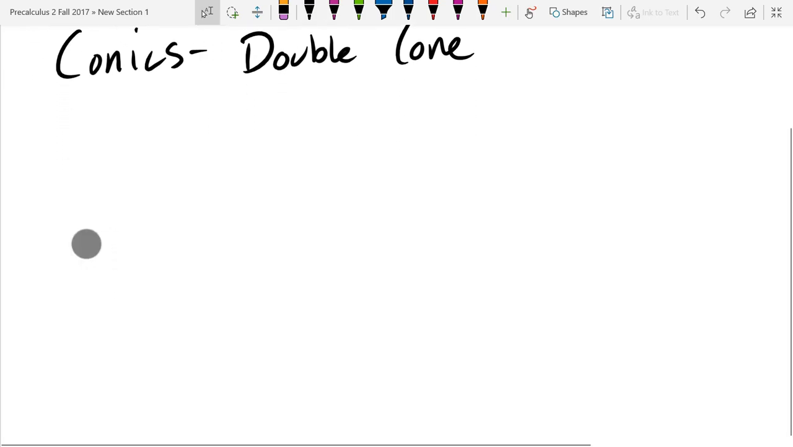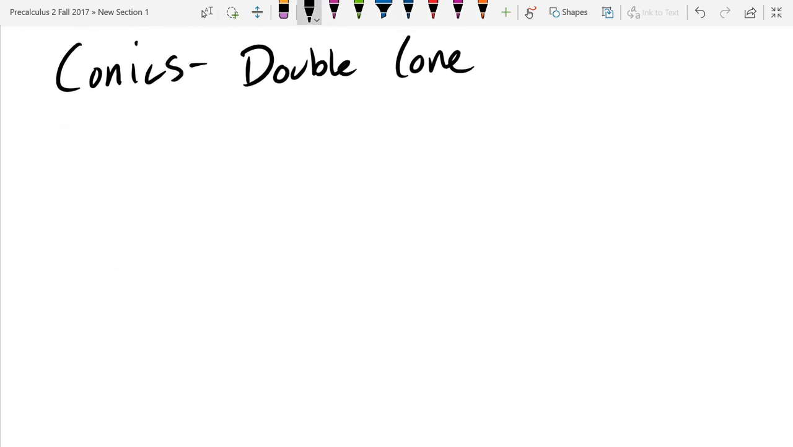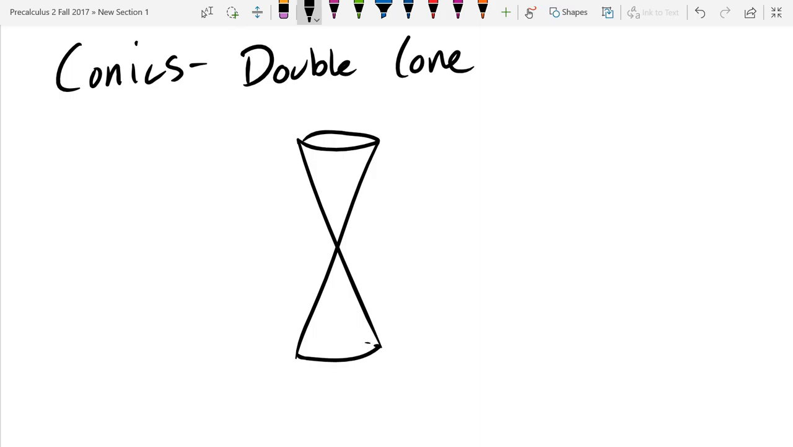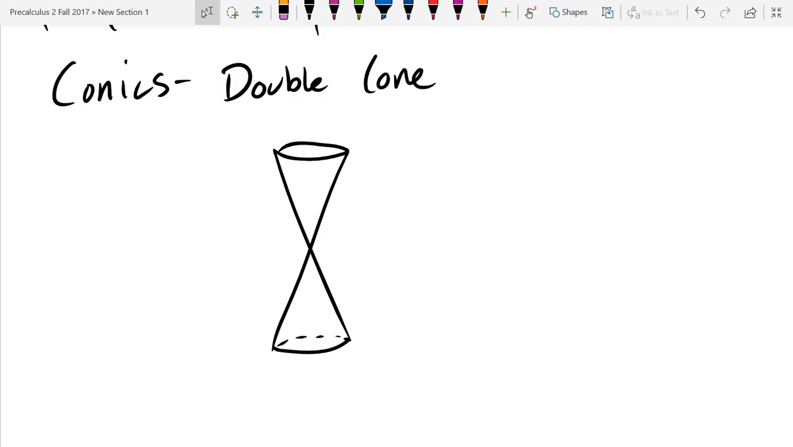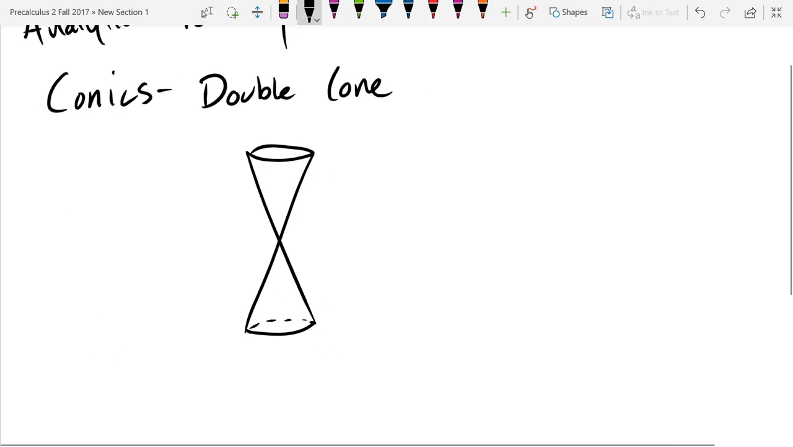So how does a double cone look? You can draw one cone, except when you draw a double cone, you basically draw a tall X, and then you get a cone on the top and bottom. So it looks kind of like an hourglass, except obviously the sand would fall out because this is supposed to be infinite. All right, it's an infinite double cone, so it goes on forever.